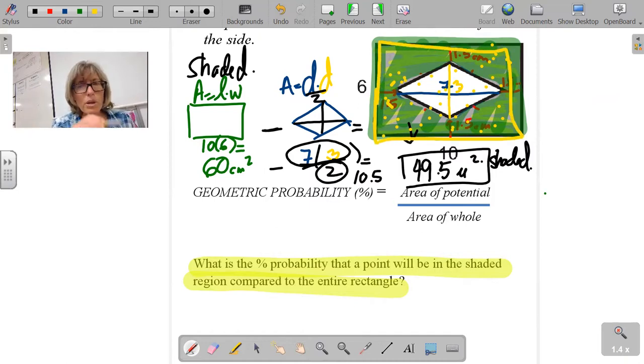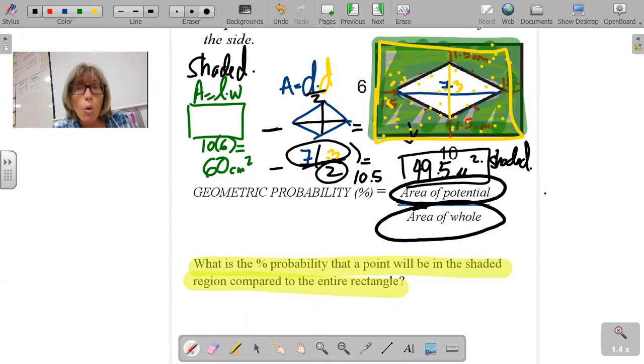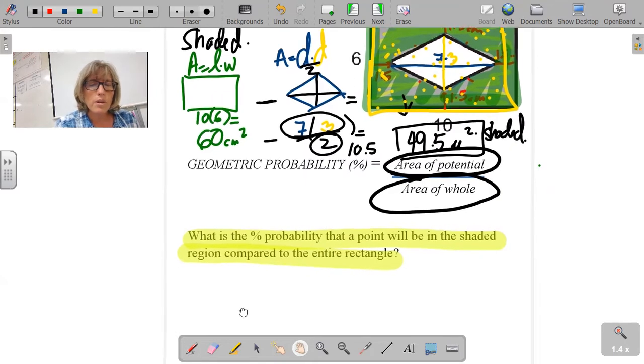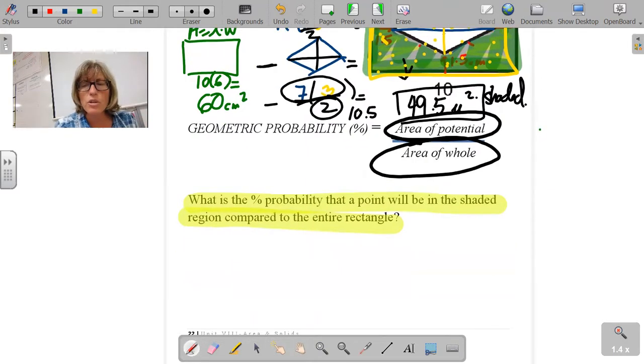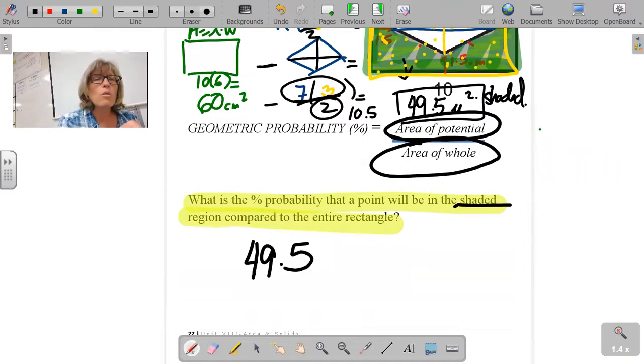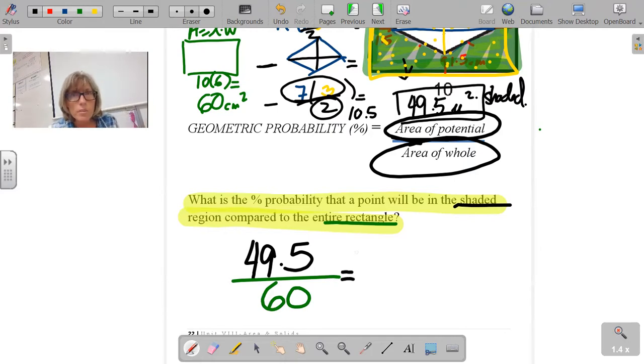What is the probability? And percent probability is a very simple concept. It's simply the area of the potential divided by the area of the whole. And in this case, the area of our potential is the shaded region versus the area of the entire rectangle, which is this. And you simply divide.